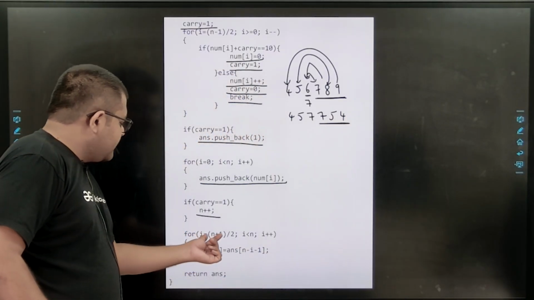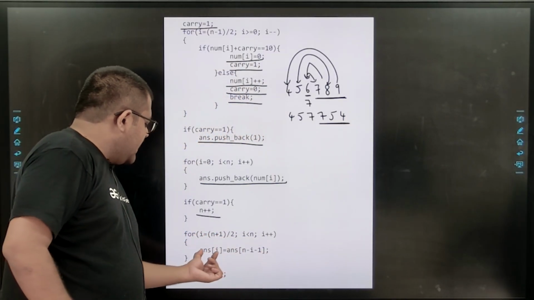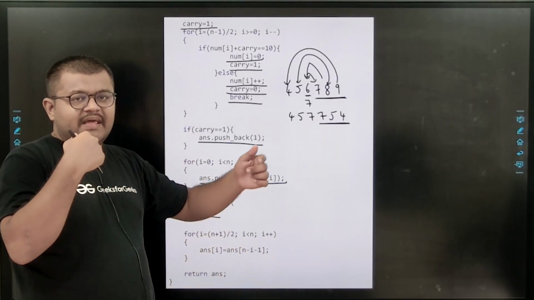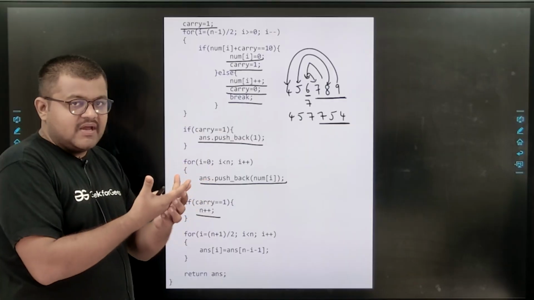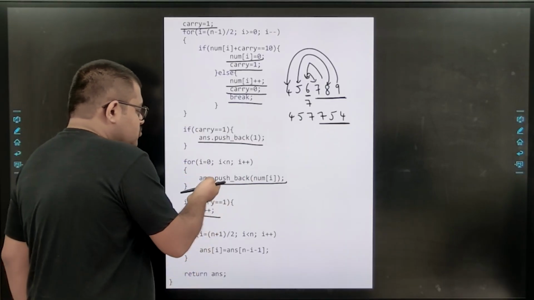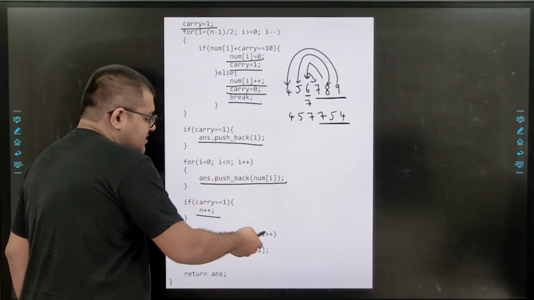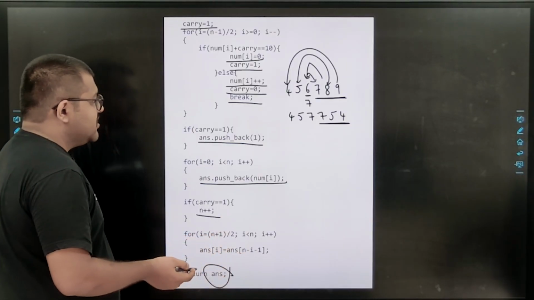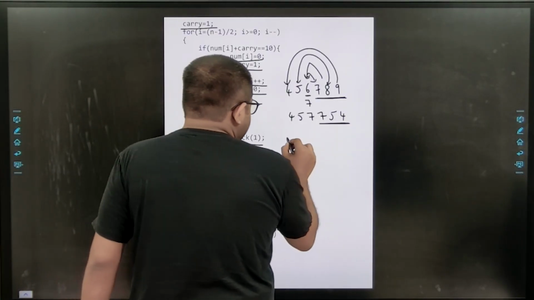So what I'll do, from n plus 1 by 2 to n, I'll simply make answer of i equal to answer of n minus i minus 1. I'll take the respective element in order to make it a palindrome. I have already pushed all the elements. Now I need to make changes on the right hand side, so I'll do it, and then finally I'll return the answer. What would be the time complexity and space complexity?